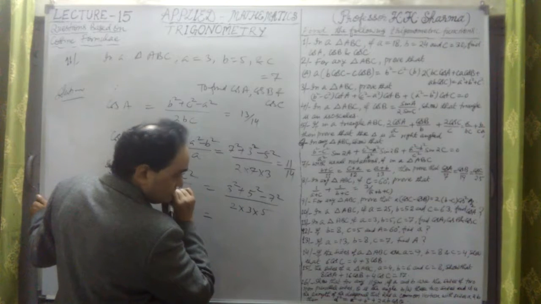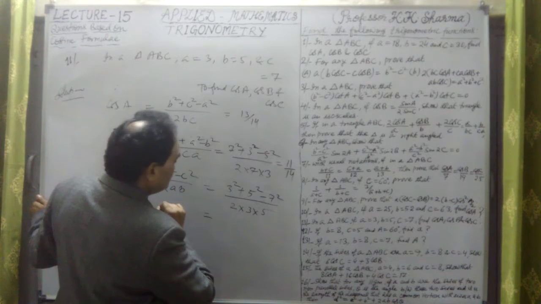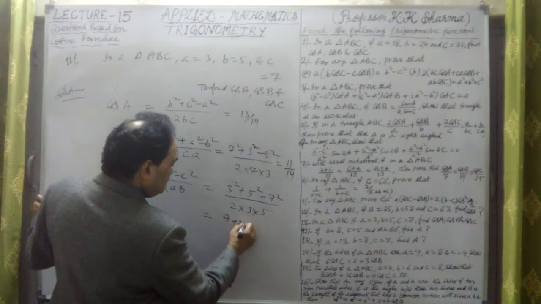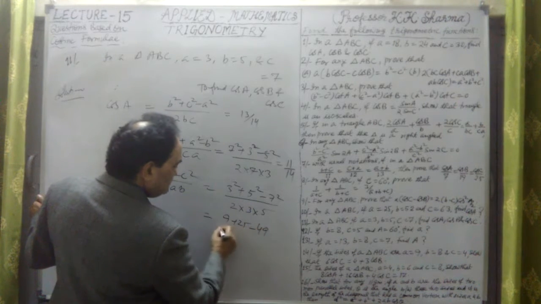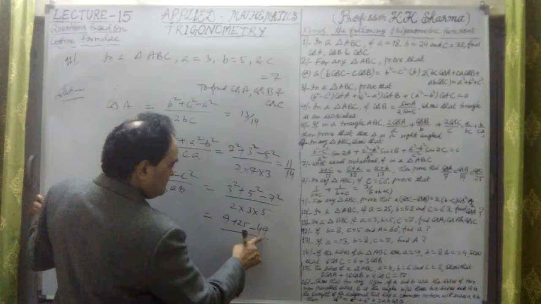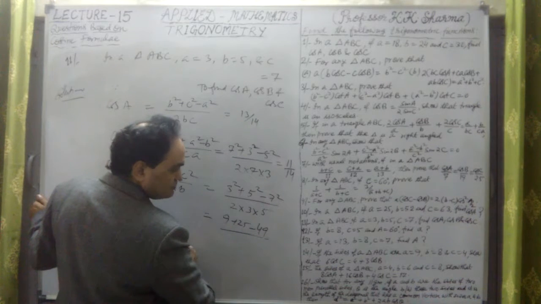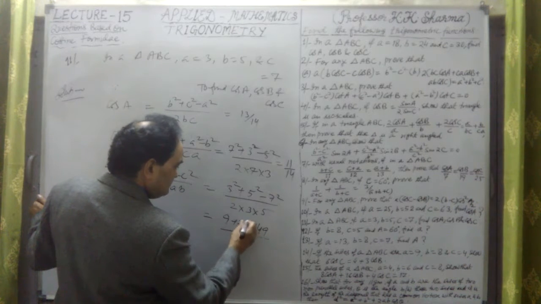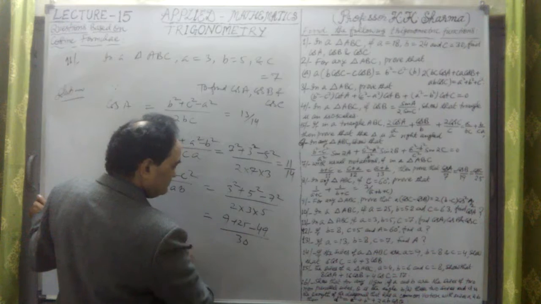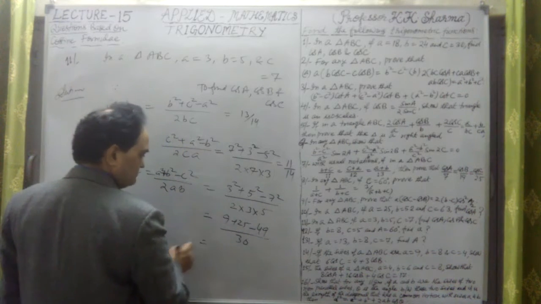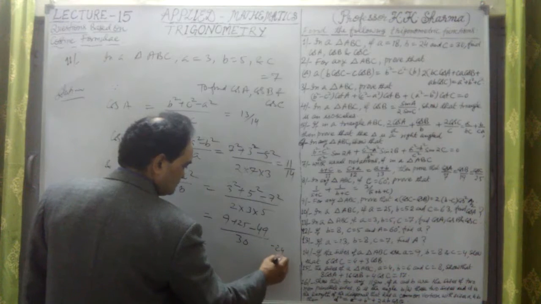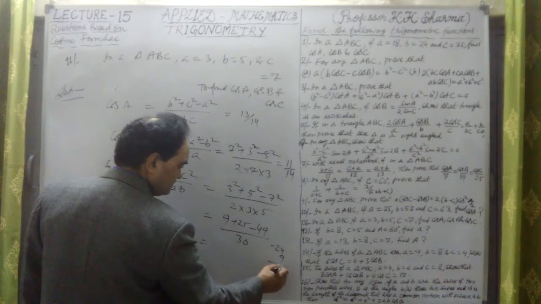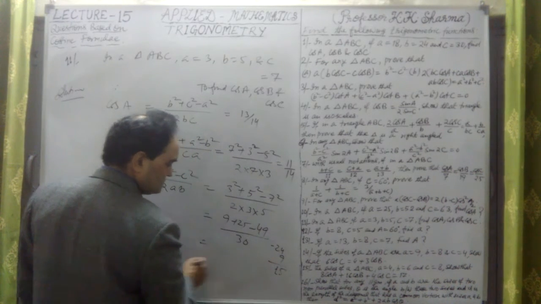Okay, so this value is negative. Cos C is a negative value. This is 9 plus 25 minus 49 divided by 2 into 3 into 5. 9 plus 25 is 34, minus 49, the difference is negative, minus 15. So the value is negative. Divided by 30, it is minus 15 by 30.